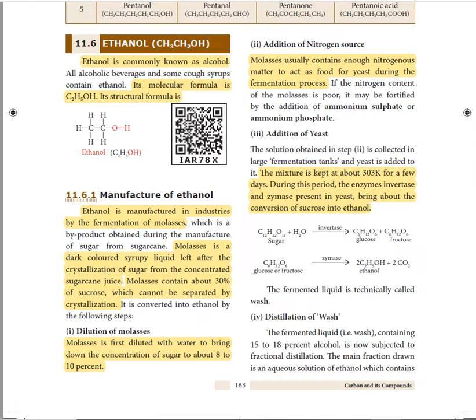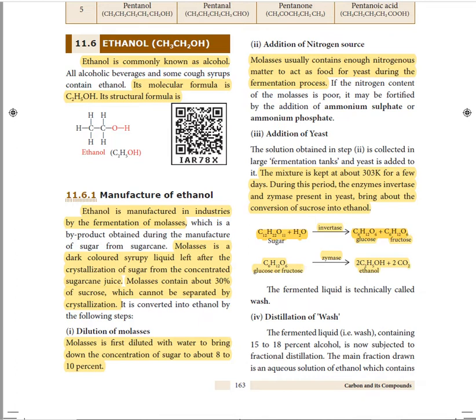This equation you have to write and see many times. Sugar C12H22O11 plus H2O gives glucose and fructose. Glucose and fructose, I already told you, are isomers: same molecular formula but different structural formulas, C6H12O6. Then another enzyme, zymase, acts upon the glucose and converts it into our required ethanol, C2H5OH, plus the evolution of carbon dioxide.